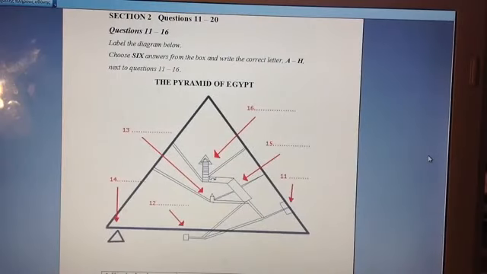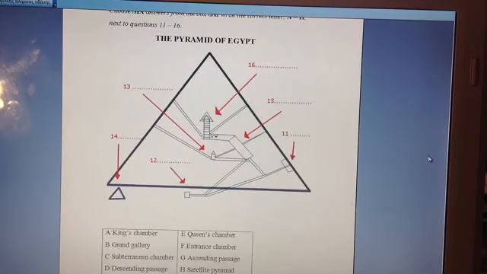Okay, here first of all, read the instructions and the title to get an idea of what the task is about. So here, label the diagram below, choose 6 answers from the box and write the correct letter from A to H next to the questions 11 to 16. So as you can see down here, there's this box that has our options from A to H, but we are only going to need 6 of them. All of them are 8.